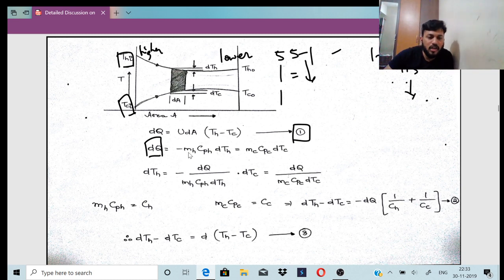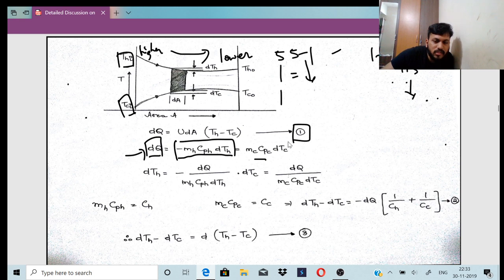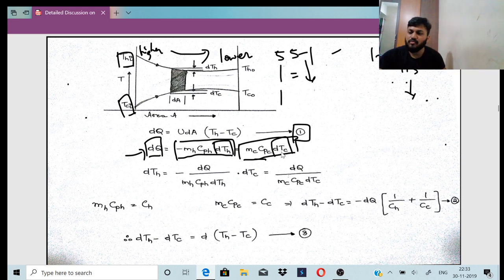So what will my dq be? My dq for hot fluid will carry a negative sign, since it is moving from higher to lower, it is subtracting itself, whereas cold fluid is moving from lower to higher. So this will be positive, this will be negative. Now let me take this dq, this is for hot fluid. Okay, let me put a square, and this is for cold fluid. Now I want the values of dTh and dTc. So basically what will dTh be? It will be minus dq by mh cph.